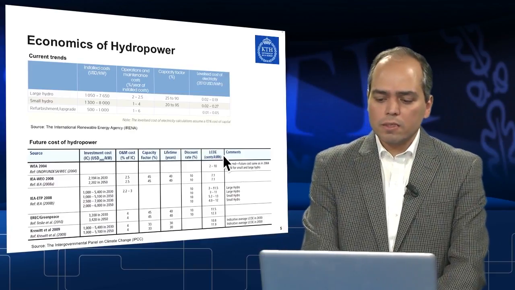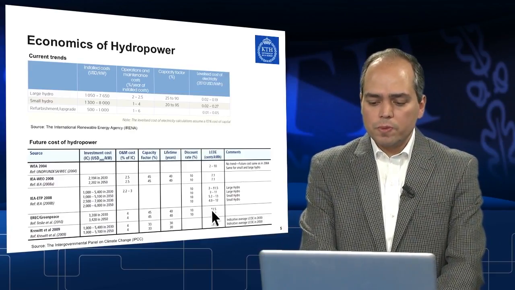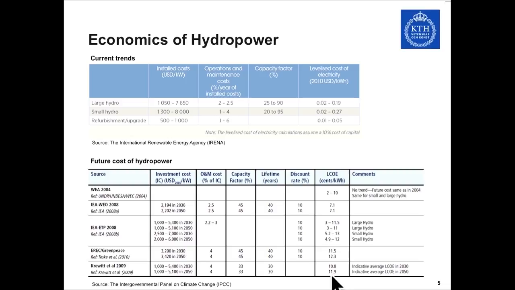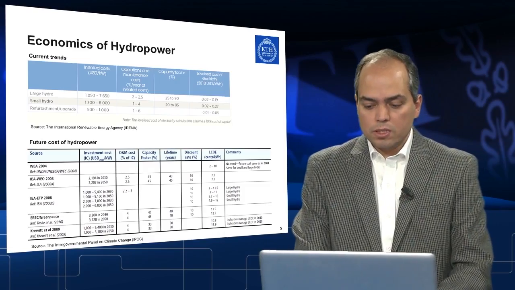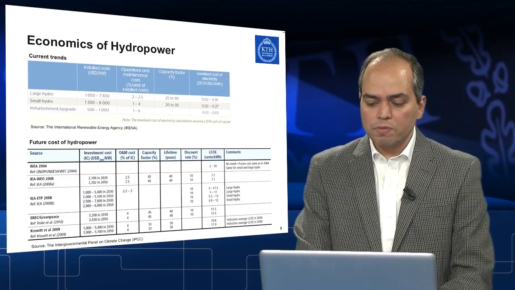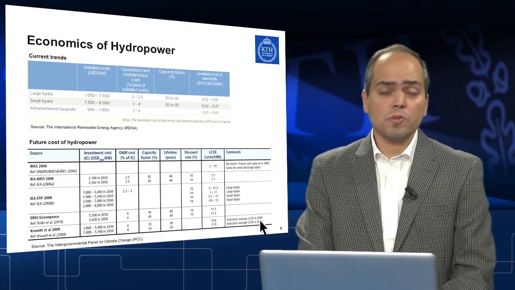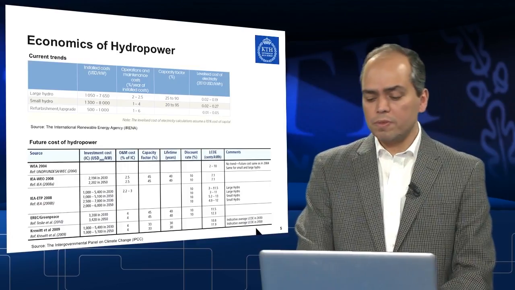And then the levelized cost of electricity. So you could see some studies going up to 11 cents per kilowatt hour over the coming future, and it's indicated, for example, 2030 or 2050.